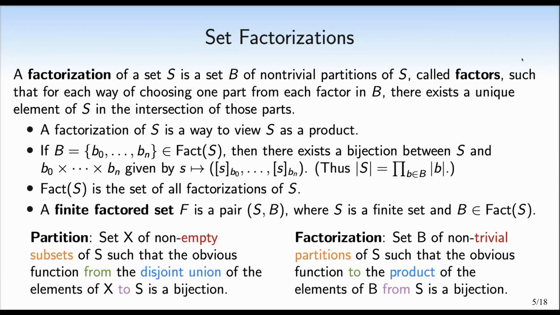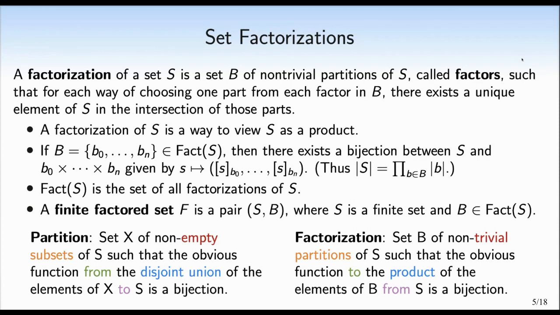And then if I dualize all these words, I get that a factorization is a set B of non-trivial partitions of S, such that the obvious function from S to the product of the elements of B is a bijection. So hopefully you're now convinced this is an extremely natural notion.